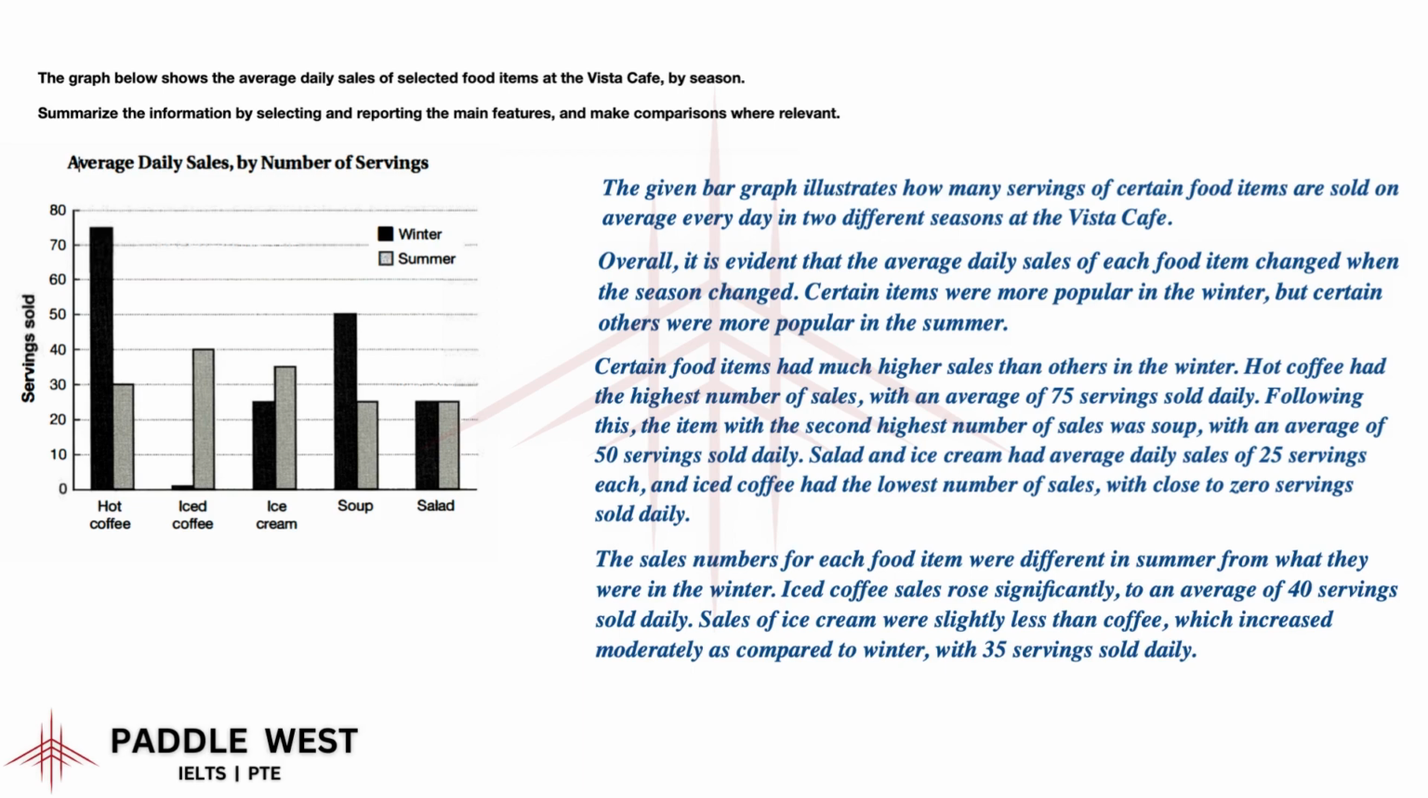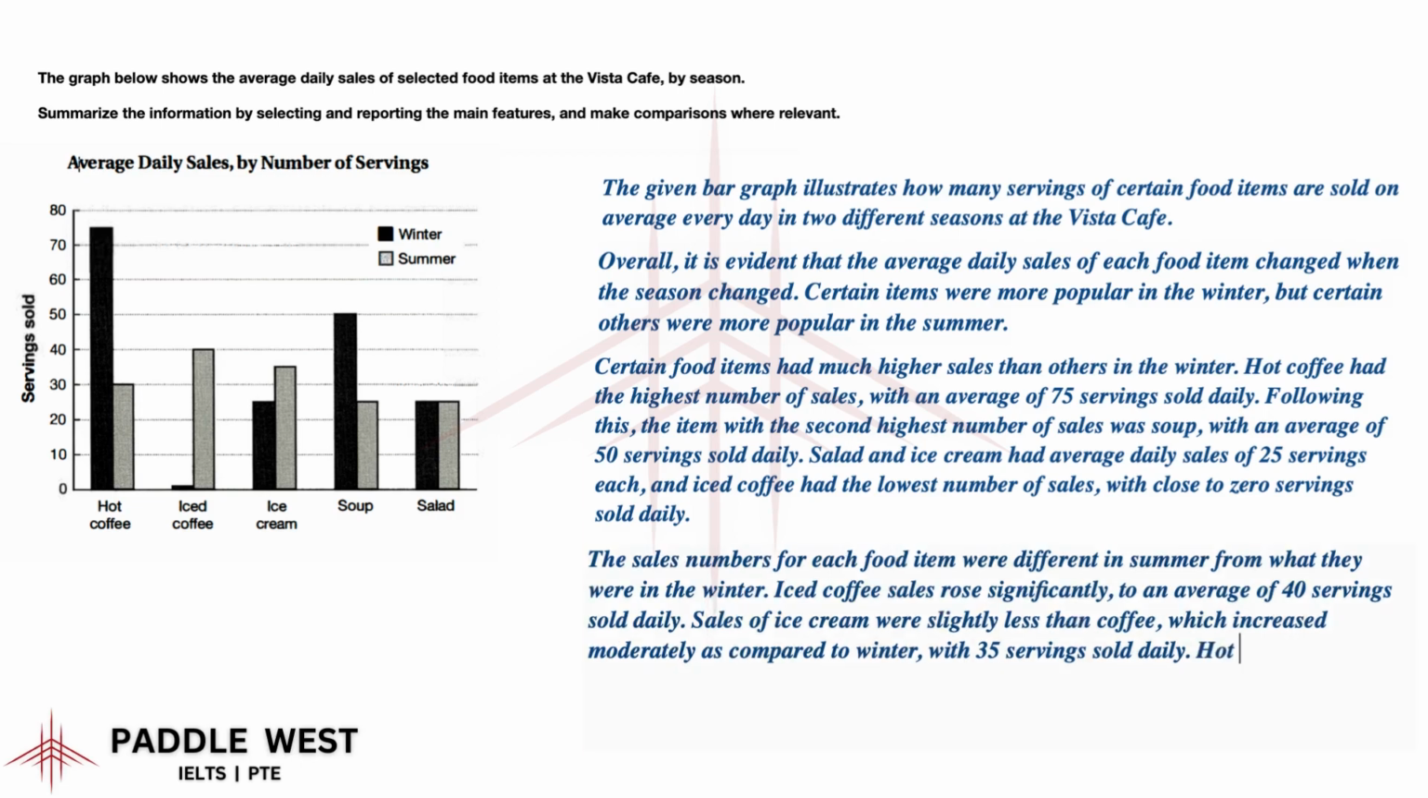Now we will talk about the remaining items. The sales of hot coffee decreased from 75 to 30. Sales of both soup and salad were 25, which was the lowest. So the sentences would become, hot coffee sales fell to just 30 servings daily. Soup and salad had the lowest number of sales, with 25 servings sold daily on average.